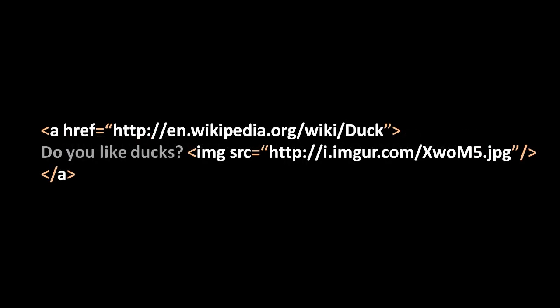Now, for those tags which may include content, most of them allow you to include not just text, but also other tags. So here, for example, is an anchor tag, an A tag, basically a hyperlink, and the content here is no longer just the text, "Do you like ducks?" We've also thrown in an image tag. So this hyperlink will consist of not just the text, but also an image. And you'll be able to click on that image, and it'll be just like clicking on the text. It'll take you to the same page.